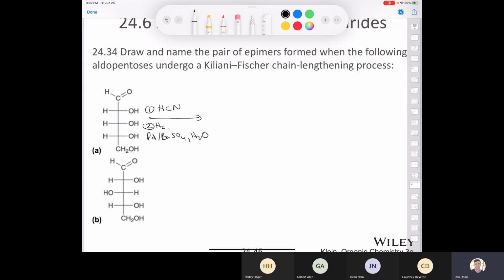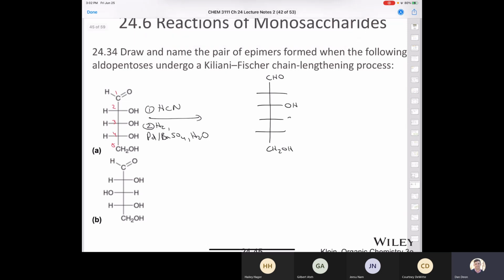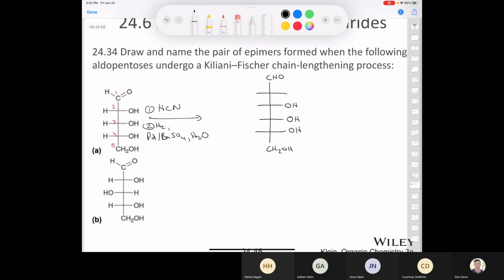All right, so what would we end up with? We have how many carbons? We've got 1, 2, 3, 4, 5. So we're going to have 6 carbons. So we're going to end up with an aldohexose. Okay, so let's draw this and this, and then we've got 1, 2, 3, 4. These hydroxyls are still going to be down here, but our new chiral center that's formed is going to have both configurations.